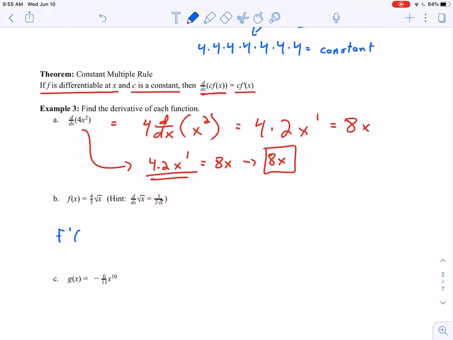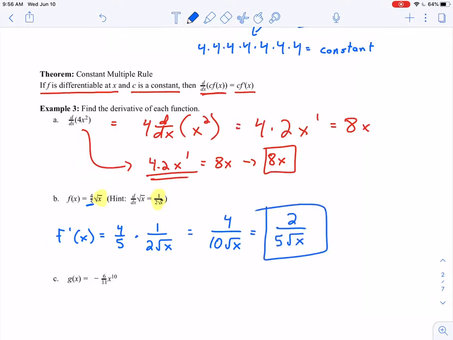So if I take the derivative f prime of x, this 4/5 just comes along. I'm going to multiply it by the derivative of square root of x. Well, the derivative of that guy is 1 over 2 radical x. From there, I just need to simplify this a little bit. So let's see, 4 times 1, I've got 4 over 10 square root of x. I can simplify that. This is 2 over 5 radical x. There's my derivative f prime of x. So we just multiply the derivative by that same constant multiple that appeared in our original function.